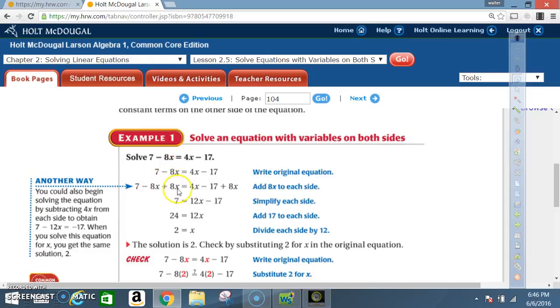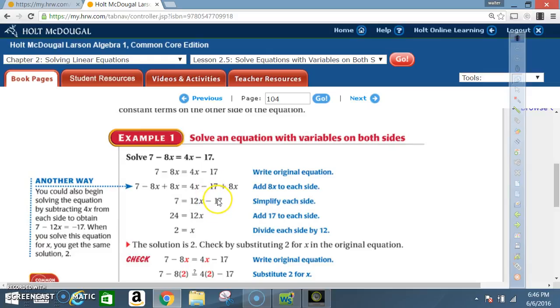When we do that, the 8x's are gone. They cancel out right there, and we're left with just 7. So we're going to simplify on this side. So we got 4x plus 8x, that's equal to 12x. And we bring that negative 17 down.